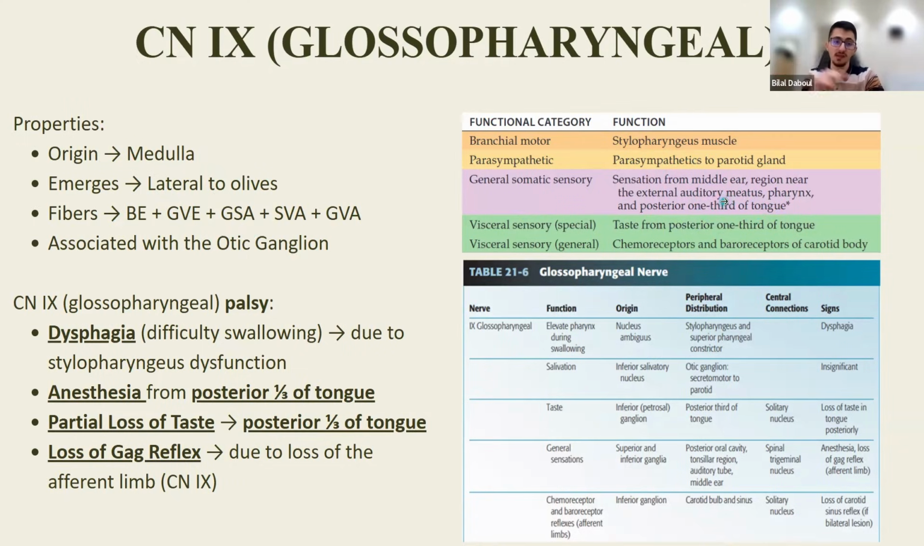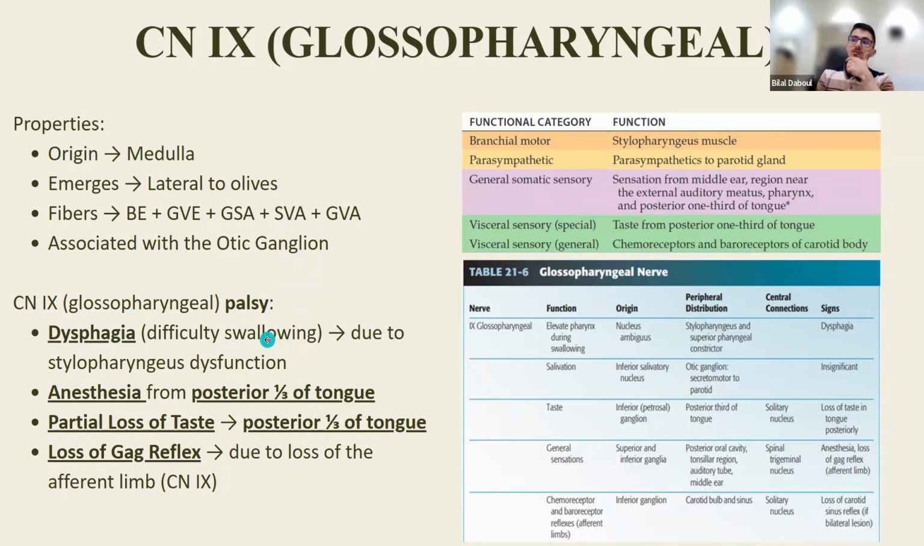Again, the glossopharyngeal, as I said previously, is responsible for both taste and general sensations from the posterior one-third of the tongue. For the anterior two-thirds, you have the facial nerve for taste, and you have the trigeminal for general sensation, the somatic sensations. Again, it's associated with the otic ganglion because it supplies the parotid gland. So the inferior salivatory nucleus is associated with the otic ganglion to ultimately supply the parotid gland.